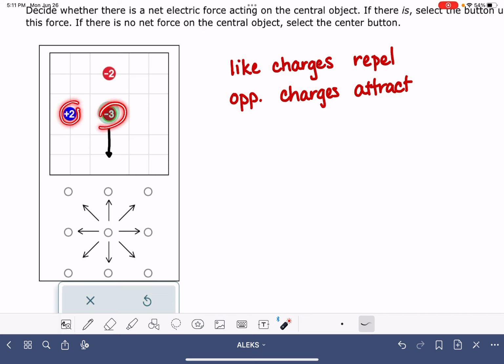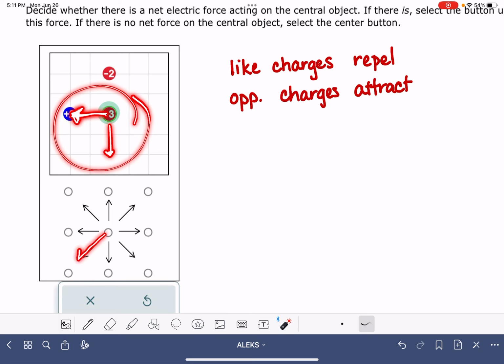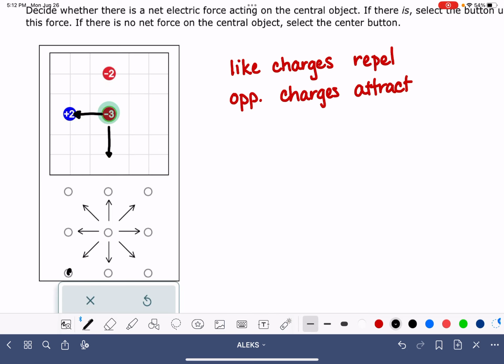Because these are opposite charges, they are going to attract each other. So they're going to be pulled in this direction, and that's going to give us a movement like this. This particle right here is going to experience some movement to the left, and it's also going to experience some movement in the downward direction. Both of those motions taken together are going to give it sort of a downward and to the right motion.